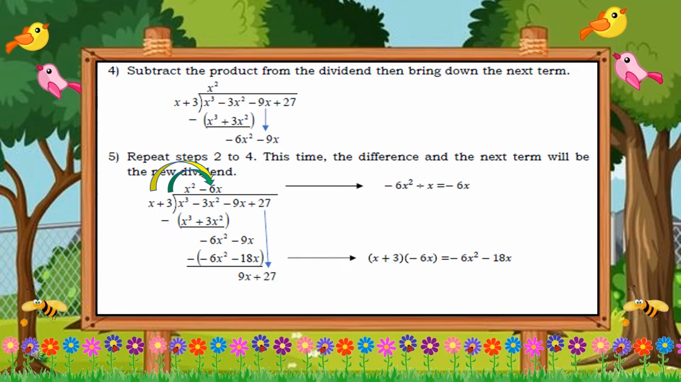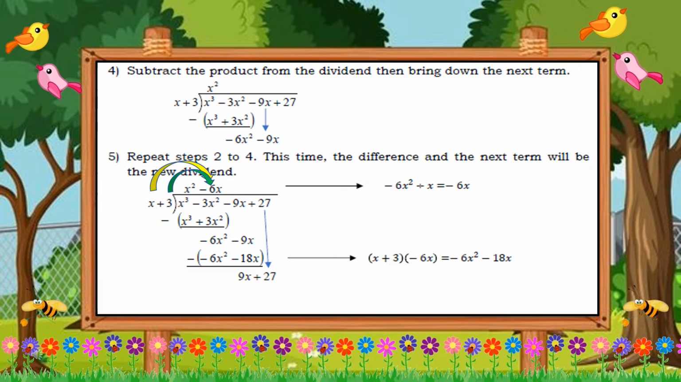Next, we're going to multiply negative 6x by positive x. The answer is negative 6x squared. And then negative 6x times positive 3 is negative 18x. Change the sign of the subtrahend and proceed to addition. So negative 6x squared plus 6x squared is 0. We have here also negative 9x plus 18x, which is positive 9x, plus 27.